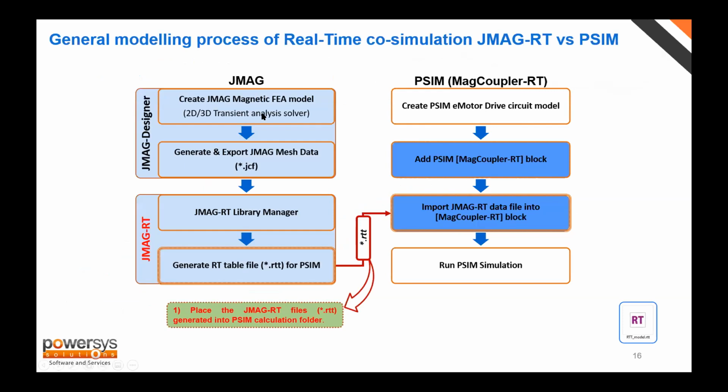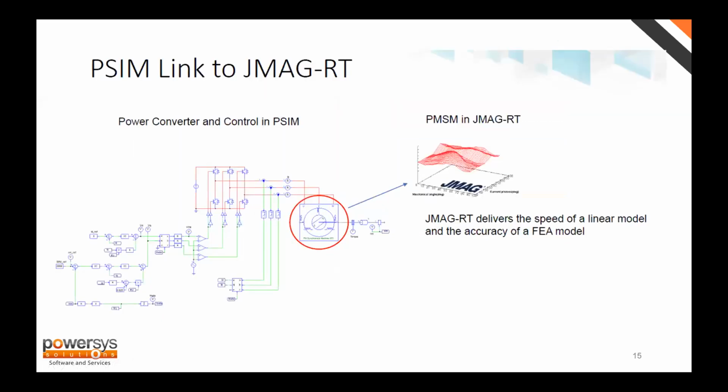First you have to use Gmag Designer in order to create your motor. Then you use Gmag RT to generate the RTT file from your motor. At the end, you can directly load this RTT file into Psim by using the MacCoupler RT module, and then you can simulate. So you can use the same circuit, the same power stage, the same control stage, but you can replace the co-simulation PMSM with the real one by using Gmag RT.